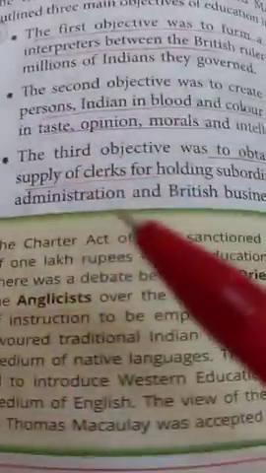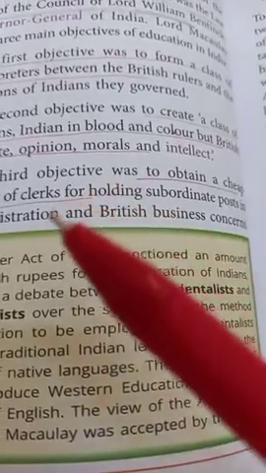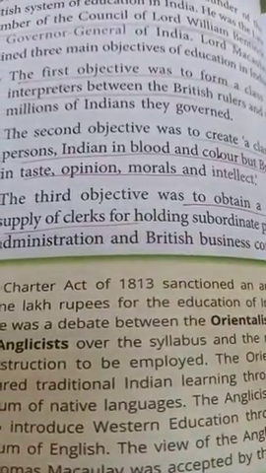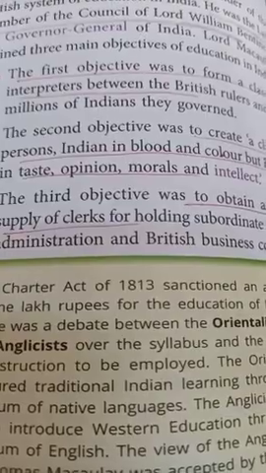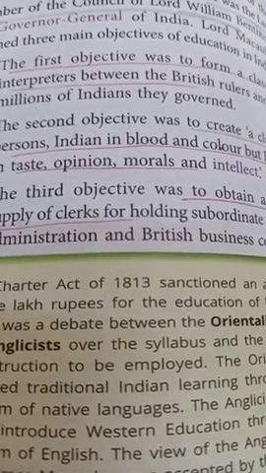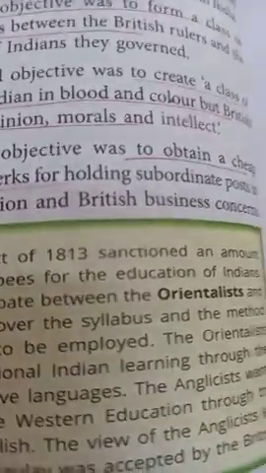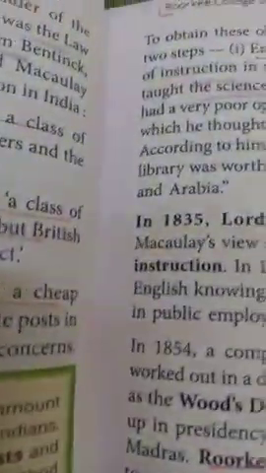Then the third objective was to obtain a cheap supply of clerks for holding subordinate posts. So even the more educated Indians were not given a post higher than that of a clerk. So that was the policy.